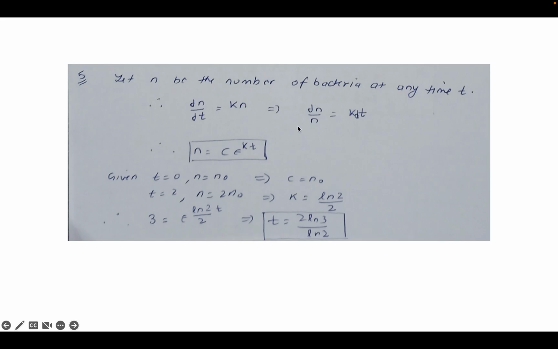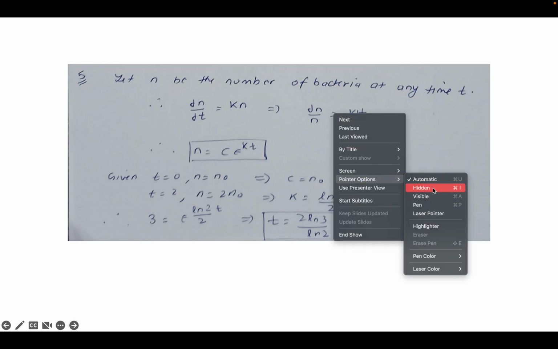So basically if you integrate the left hand side, you will get ln N, and on the right you will get kt. By solving this, you get N equal to C times e to the power kt, right? Here C comes from the integration. So C and k are both constants: k is the proportionality constant and C is the constant that comes from integrating this equation, right?